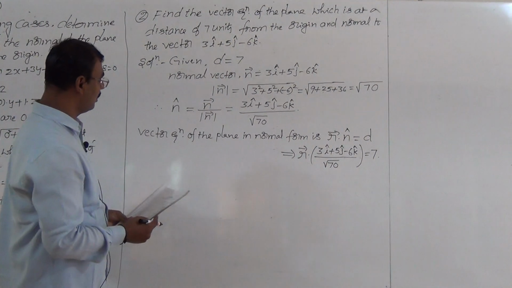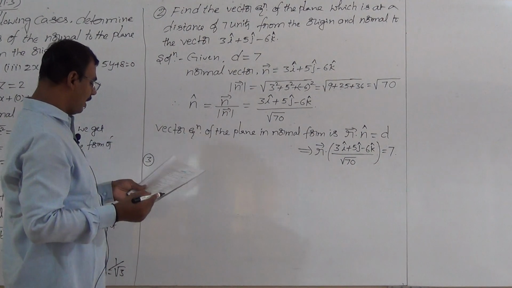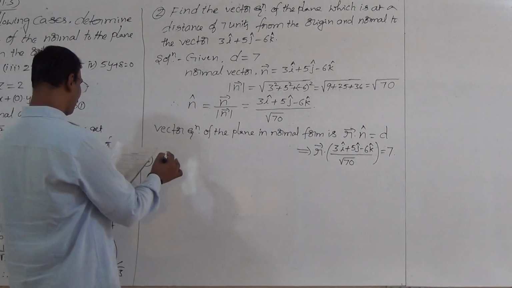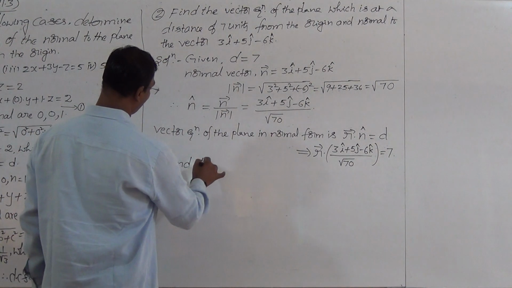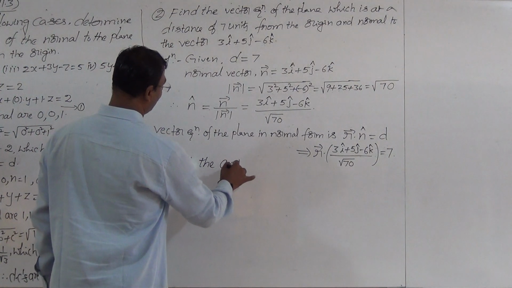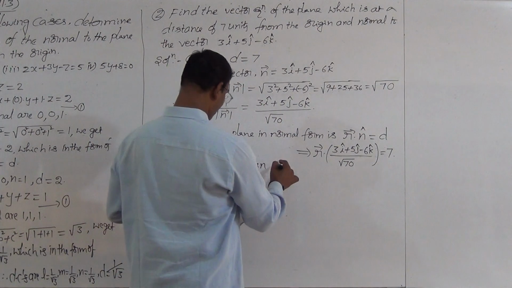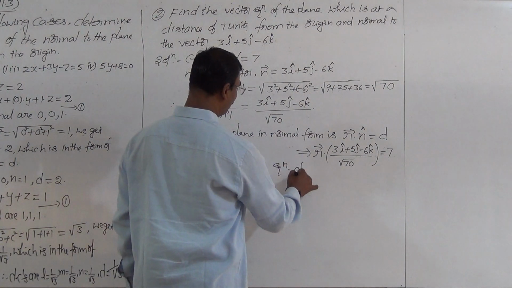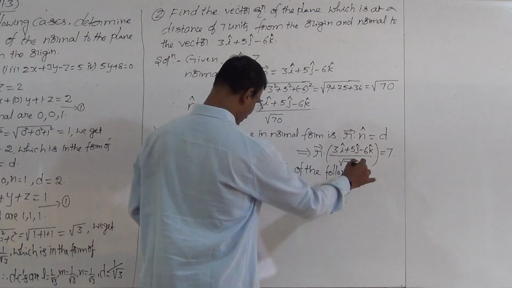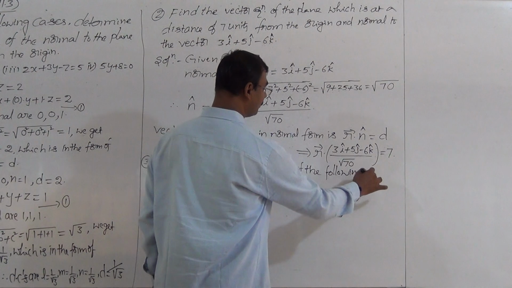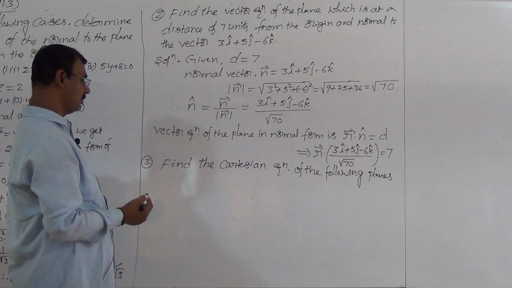So let us see the third problem. Question number 3. He has given, find the Cartesian equation of the following planes. Like in this also, 2 to 3 bits are given.